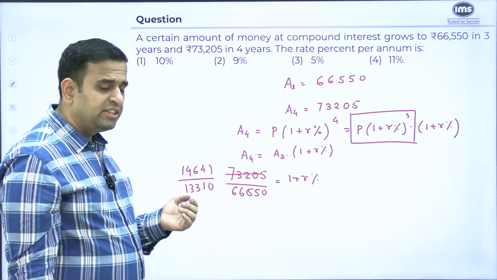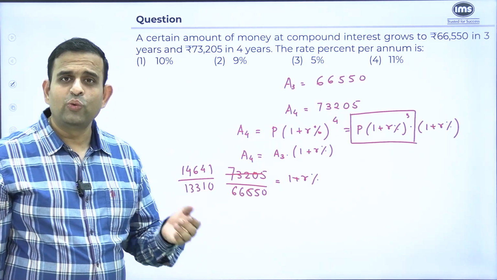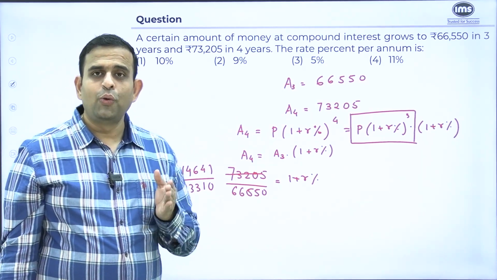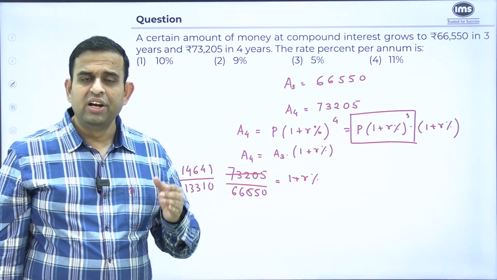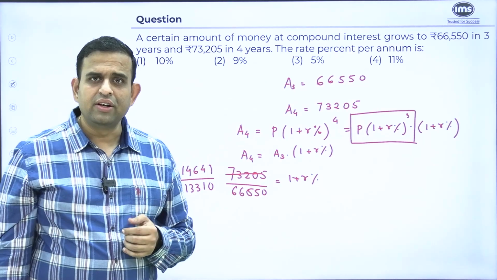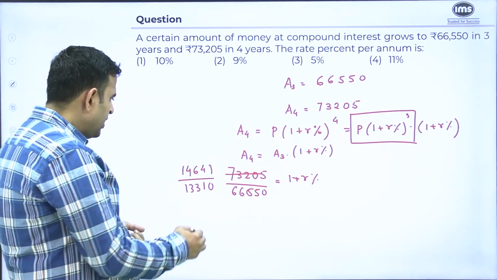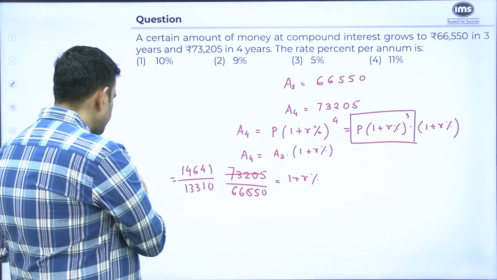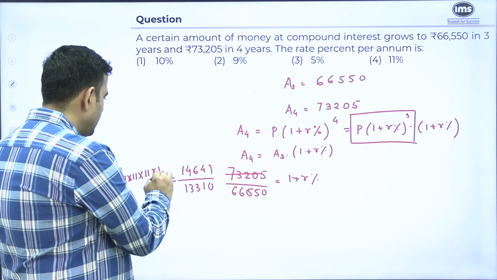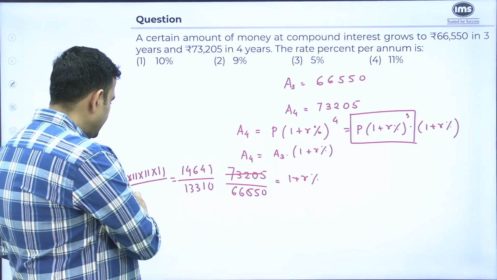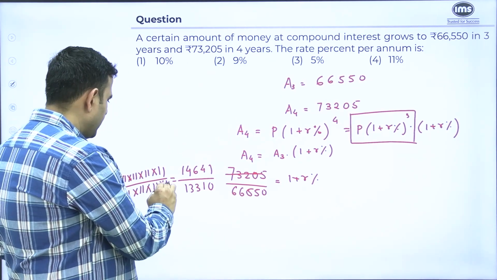Now clearly one can see the number 1331 sounds familiar. The number 14641 also sounds familiar. So people know 11 power 1 is 11. 11 square happens to be 121. 11 cube happens to be 1331. 11 power 4 happens to be 14641. So this number I can clearly see is nothing but 11 into 11 into 11 into 11, divided by 11 into 11 into 11 into 10.